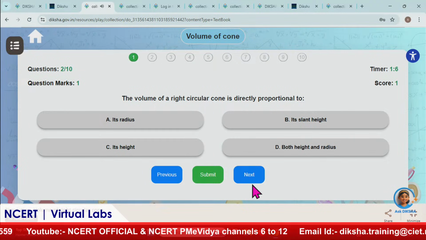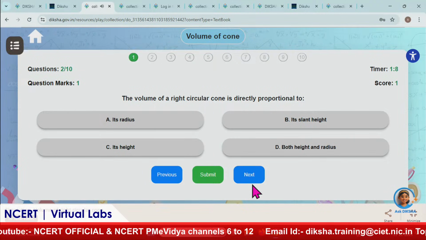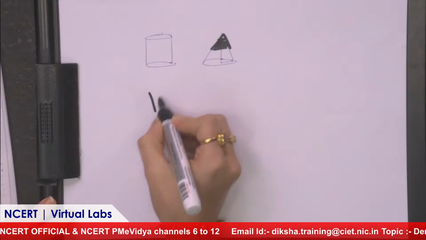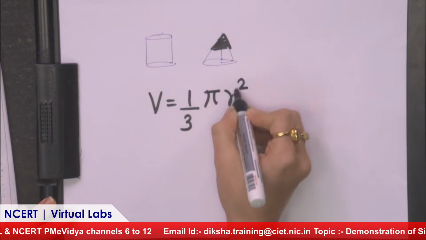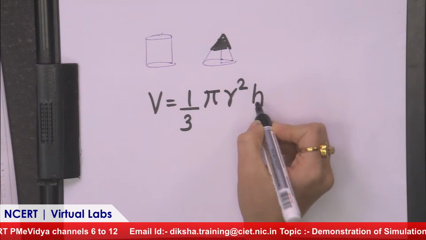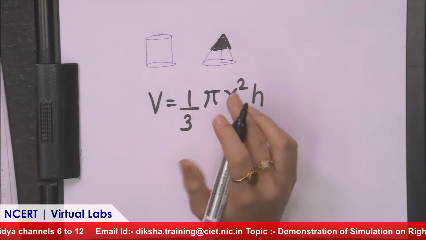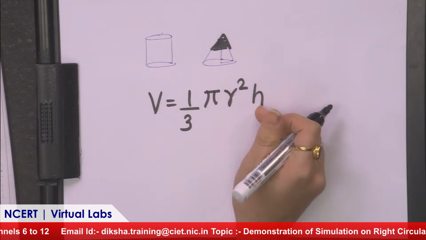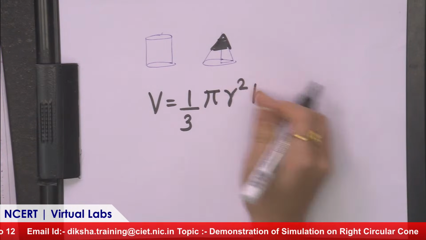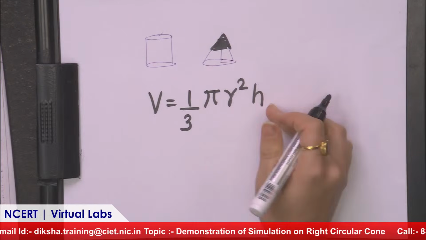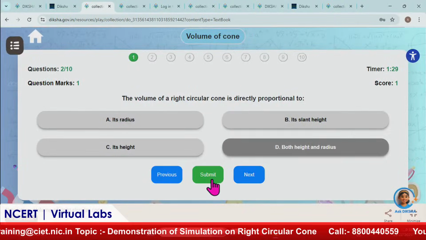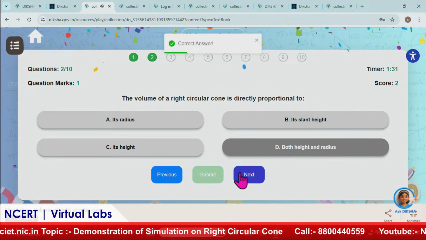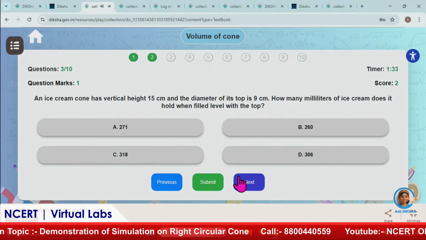The volume of the right circular cone is directly proportional to what? So again we write the formula of volume of right circular cone. This is very easy: 1/3 pi r square h. So we can see that the option radius alone is incorrect, height alone is incorrect. Slant height is not it, there is no slant height given. So the answer is both height and radius. So the answer D is correct. Now moving on to the next question.